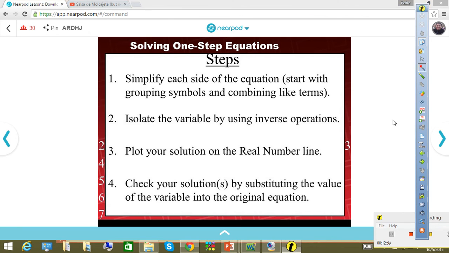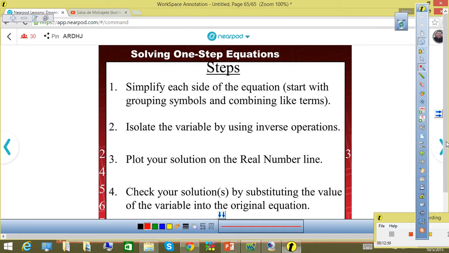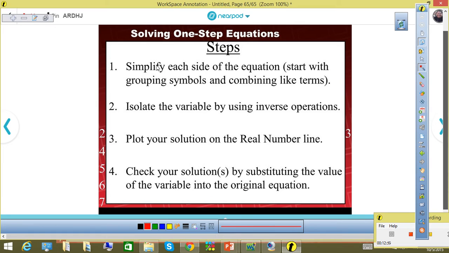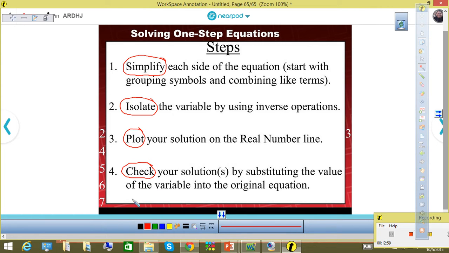So check this out. Let's circle the key words here. Keywords for the steps. Keyword for the first step is simplify. Circle that. Step 2, isolate. Circle that. Step 3, plot. Circle that. Step 4, check. Circle that. 4 basic steps. Simplify, isolate, plot, check.